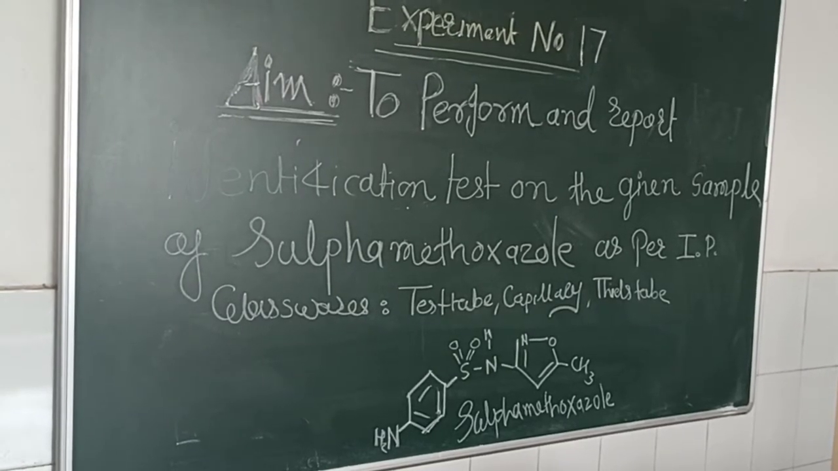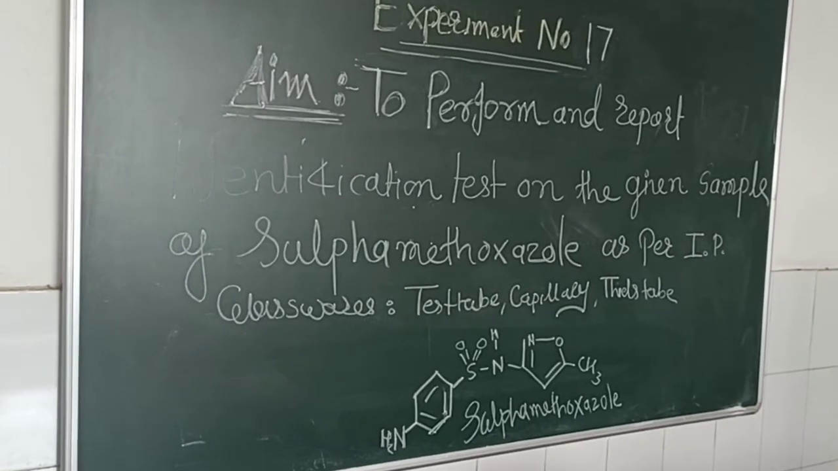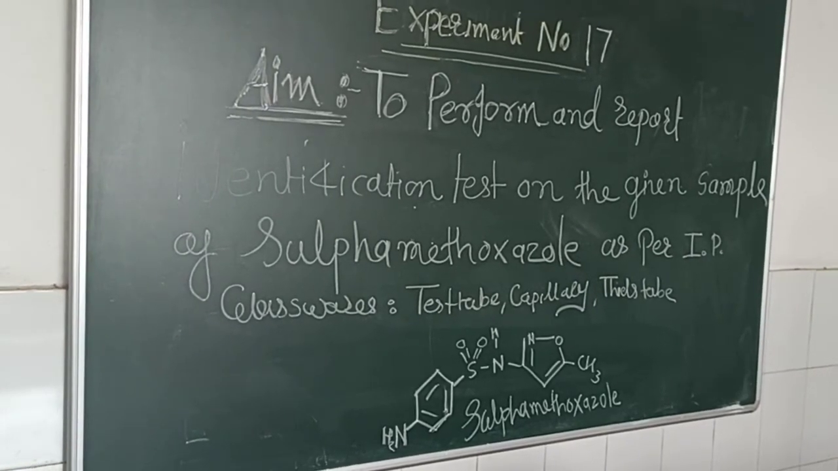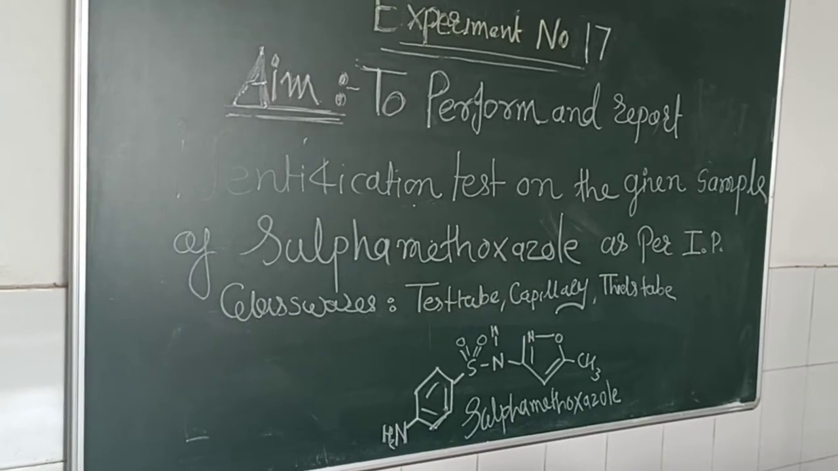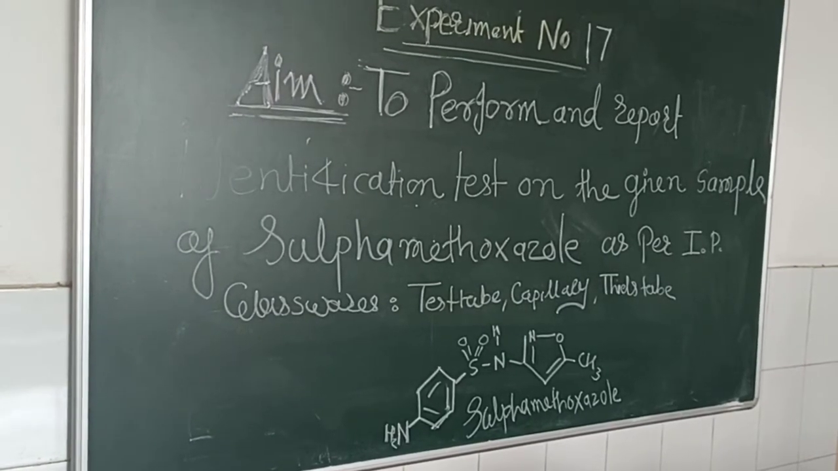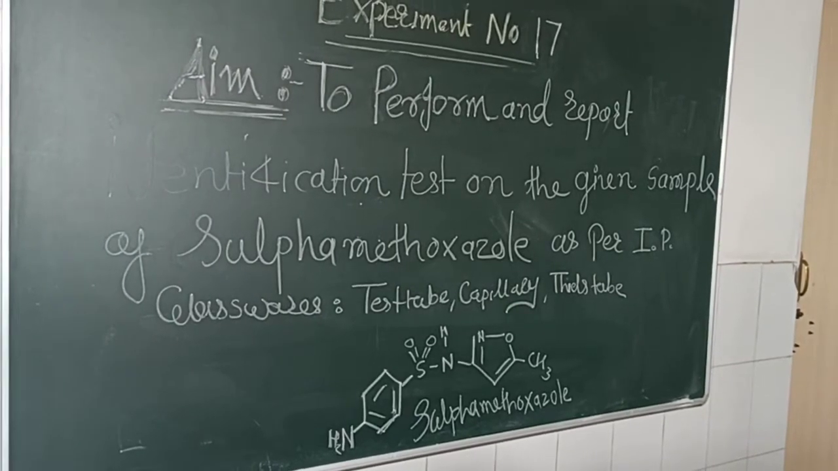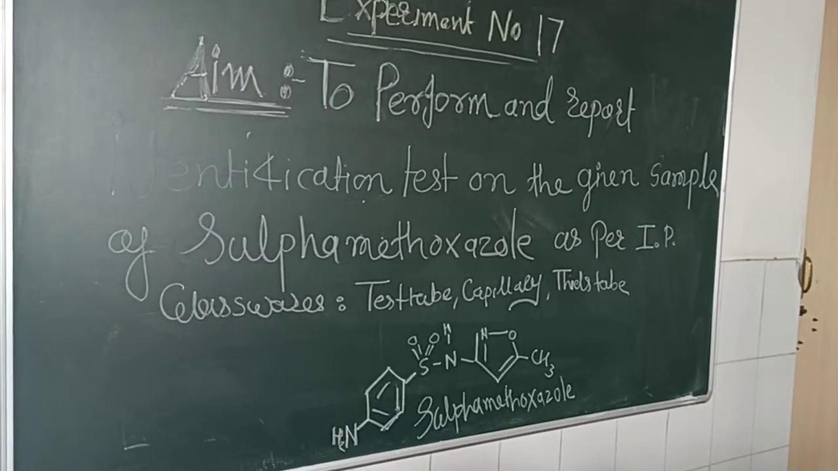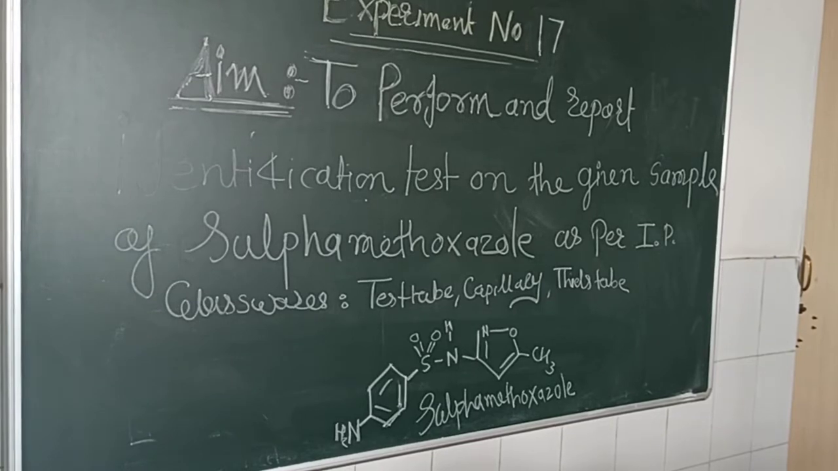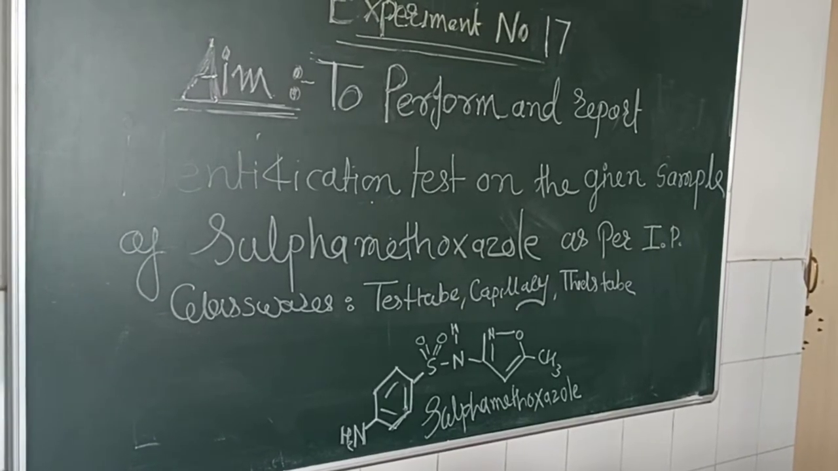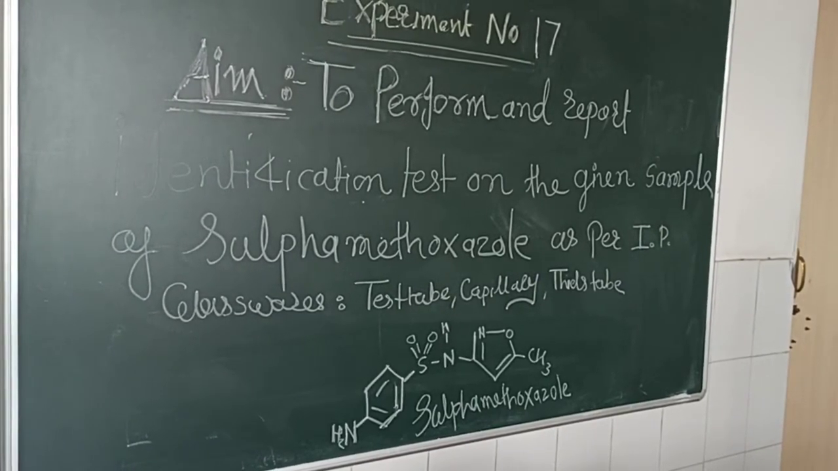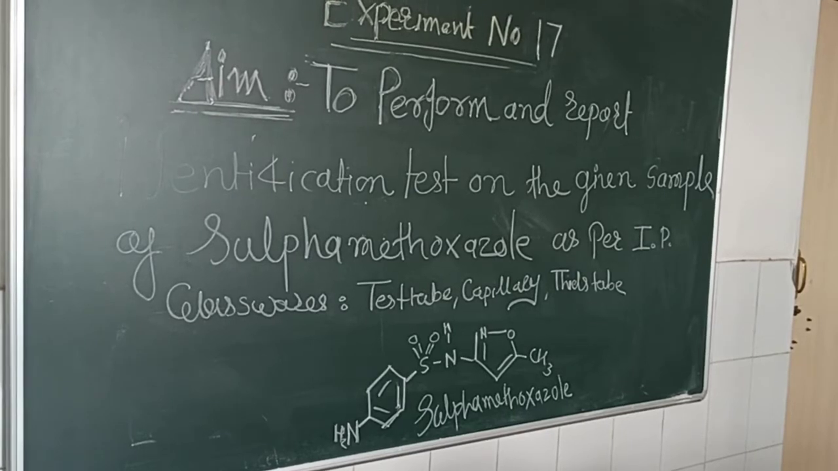Today we are going to perform the experiment of Pharmaceutical Chemistry 2. The aim of experiment number 17 is to perform and report the identification test on the given sample of sulfamethoxazole as per Indian Pharmacopoeia. For this experiment we require glassware, that is test tube, capillary tube, Thiele's tube.